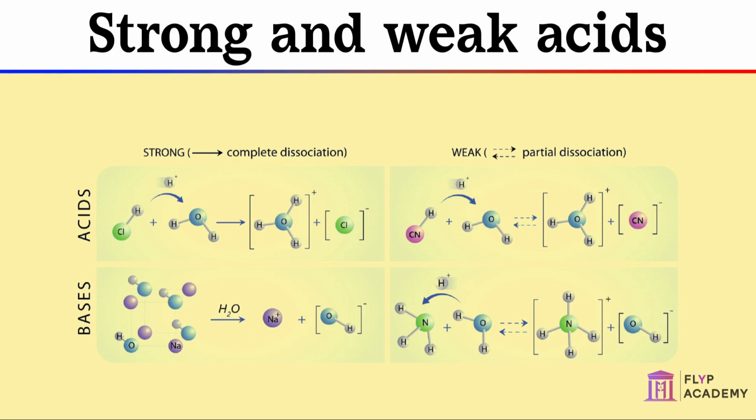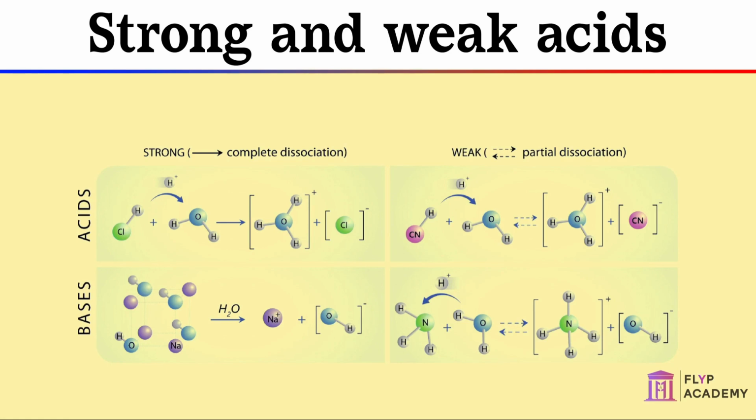The equilibrium is described by the following equilibrium constant. However, the H2O concentration is constant and much higher compared to H+ and OH-. Therefore, it can be combined into the K as follows. This parameter is called the ionic product or autodissociation constant of water, and its value at room temperature is Kw equals 10 to the power minus 14.